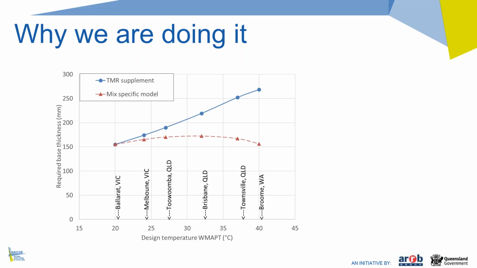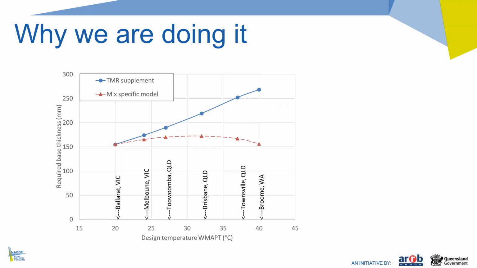Why we're doing it? We're not going blind here. We have tested mixes for both modulus and fatigue here in Queensland, and the whole reason why this project was originally started is represented by the line shown on this slide. This graph shows you the required thickness of an asphalt pavement, and I can't remember the exact configuration, but it is an asphalt pavement designed for the same traffic conditions, for different places, so over different temperatures.